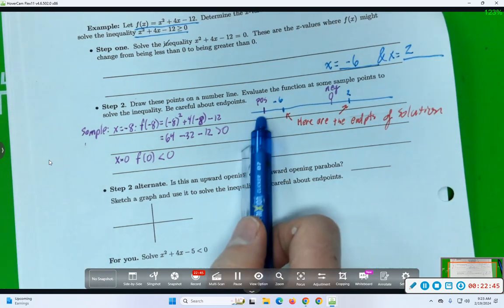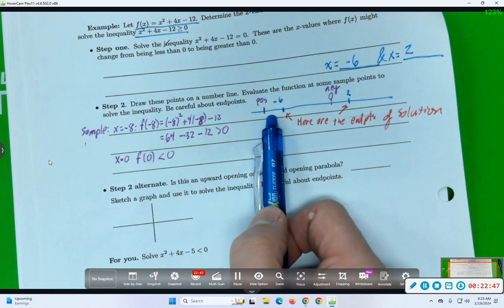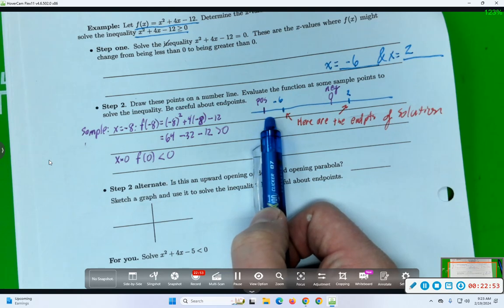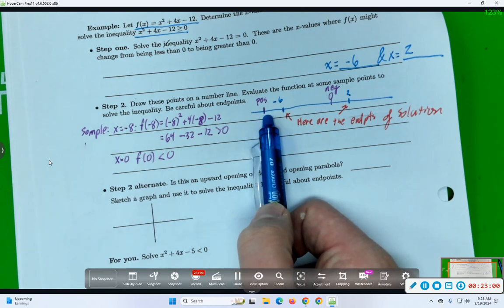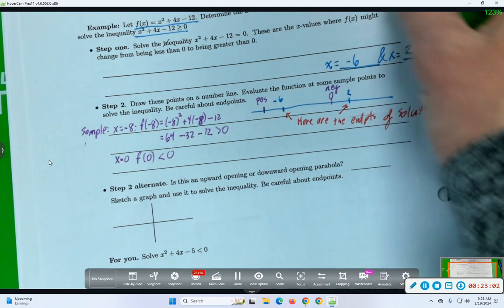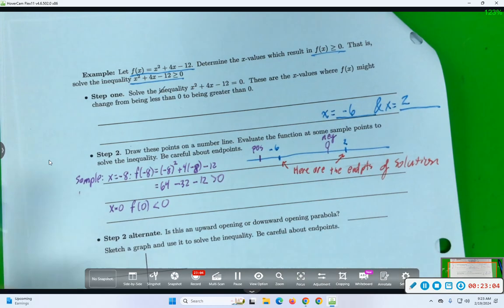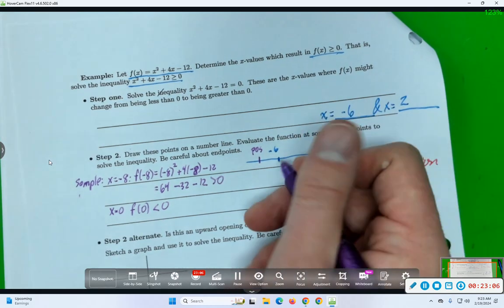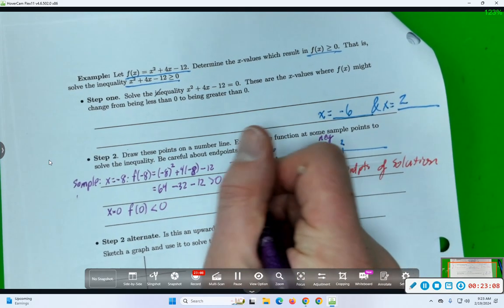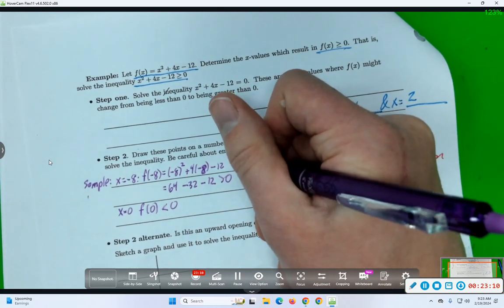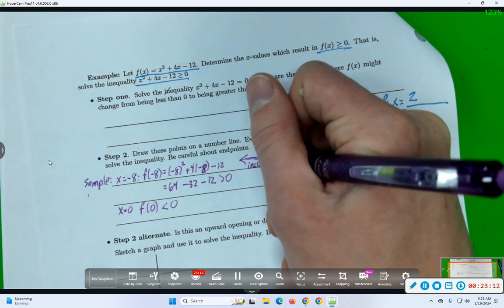So that means that for all x values less than -6, this thing is positive. So does that satisfy the inequality or fail to satisfy? I think it satisfies, right? I want them to be non-negative. So they're positive. So for all x to the left of -6, these should be included.